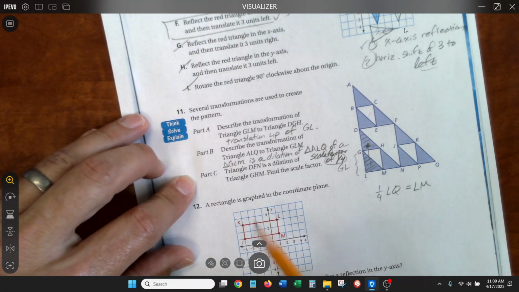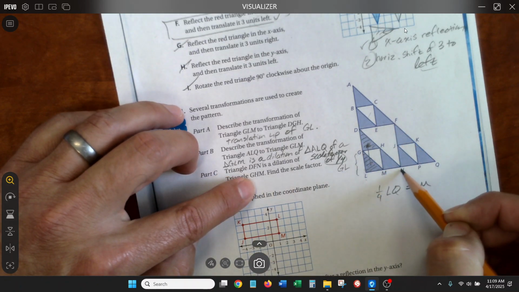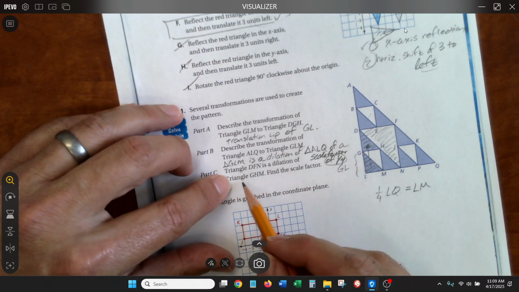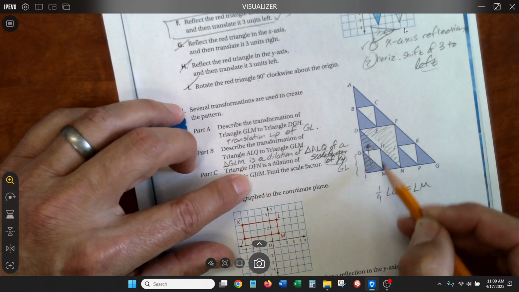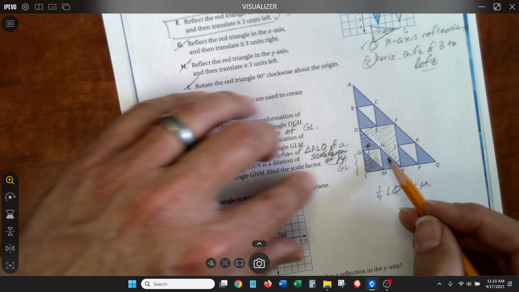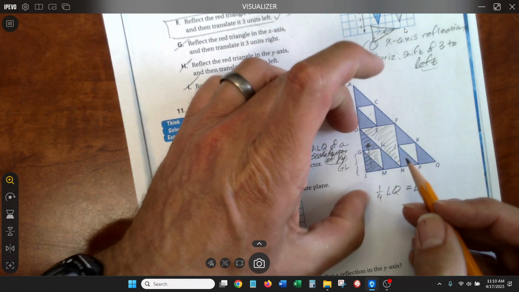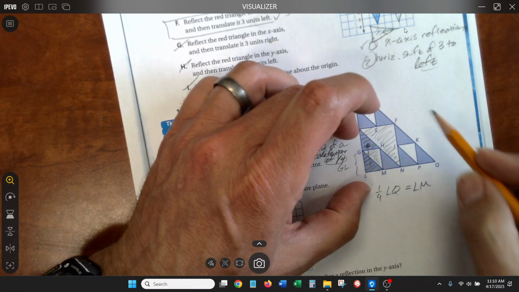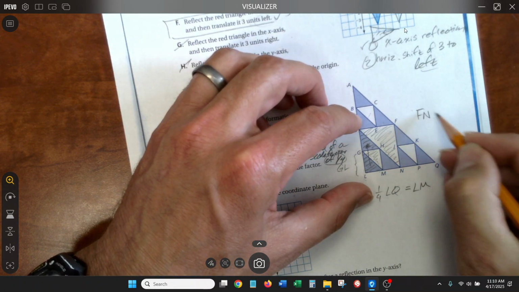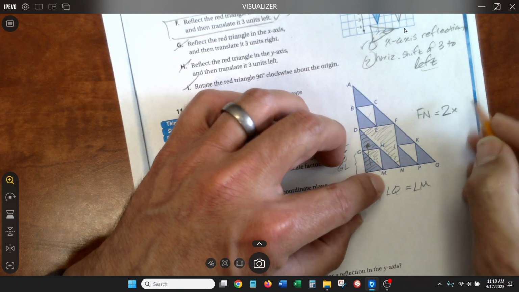Okay, part C. Triangle DFN is a dilation of triangle GHM. So DFN is this triangle in the middle here. That's a dilation of triangle GHM. So GHM is this white triangle, that smaller one. Find the scale factor. So just by knowing that, from DL, that's 2 times GL. So FN is the same distance as DL. So FN would have to be 2 times HM.